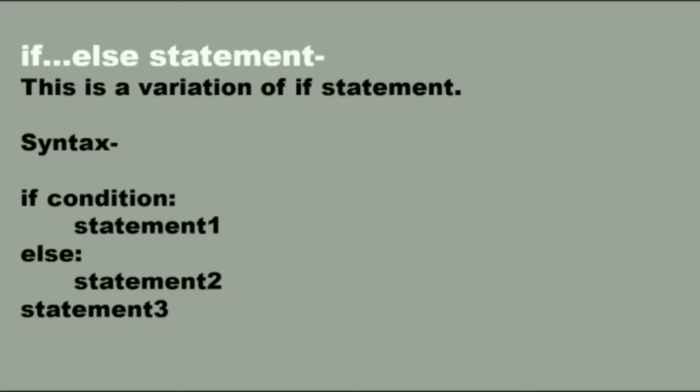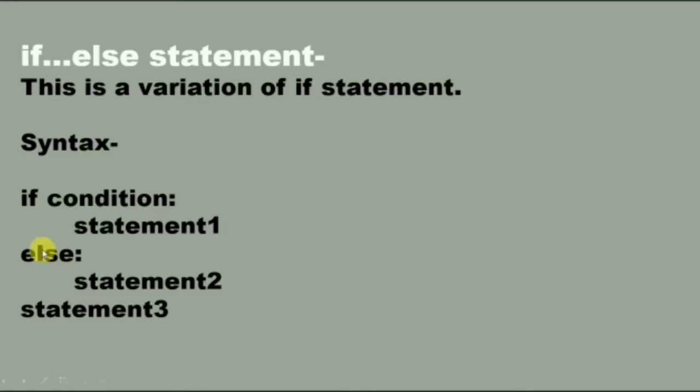Now another variation of the if statement is if else. What was happening in the previous case was that if the condition was true, the print statement was executed, but if it was false, we were simply moving out of the if statement. But many a time it happens that you want one thing to happen if the condition is true and another thing to happen if the condition is false. In such a situation, the if else statement is used.